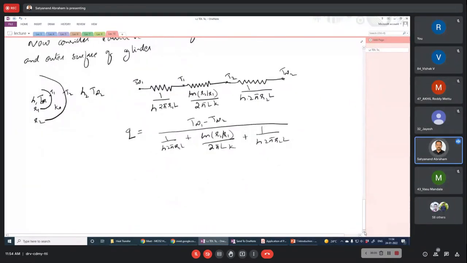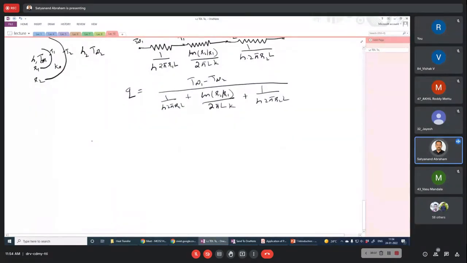Yeah. So that's how we can use the thermal resistance concept over here. In the case of a composite cylinder, again the same thing we can use. A composite cylinder means a cylinder with a different material. Okay, it is also known as a multi-layered cylinder.